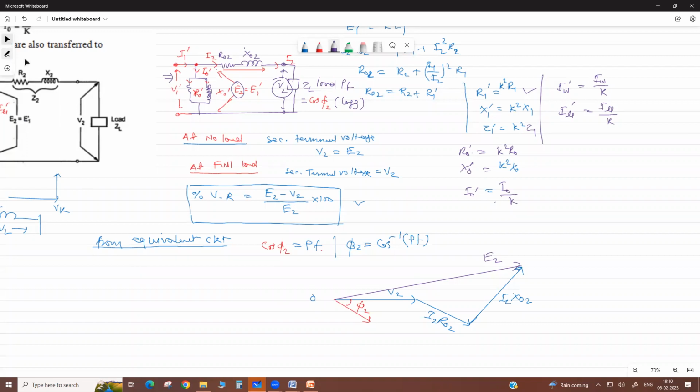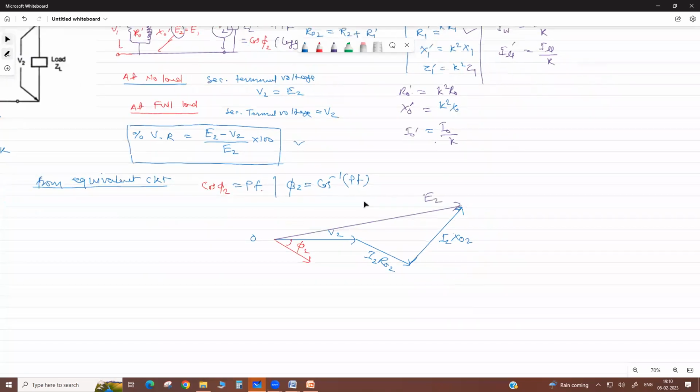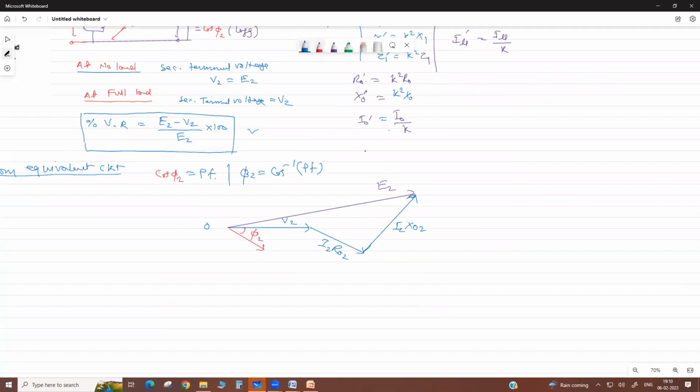So this is your no load terminal voltage, correct? This is your no load terminal voltage, E2. And this is your load terminal voltage, V2. Any doubt?